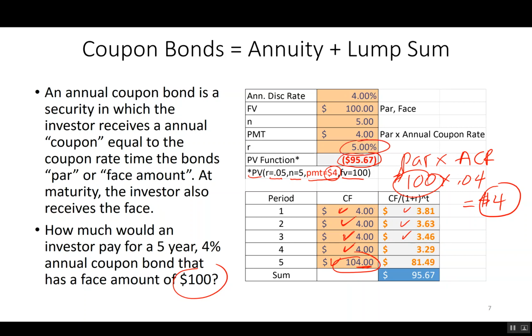I'm sorry, so let's talk about that for a minute. There's a mistake here. This should be an annual coupon rate of 4%. My R is really my annual discount rate. So let's make that change, that this should be the annual coupon rate of 4%. That annual coupon rate is simply used to calculate the cash flows. The annual discount rate is the interest rate to take the present value of those cash flows, and that gives me 95.67.